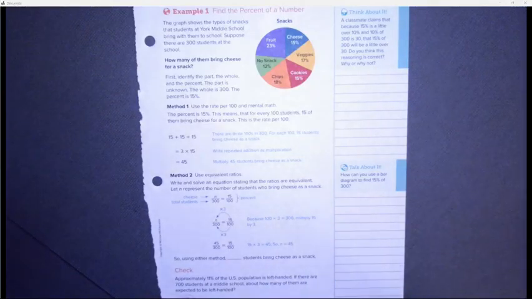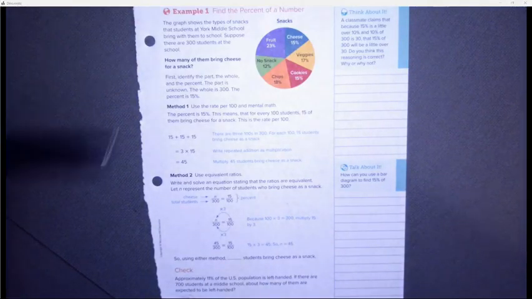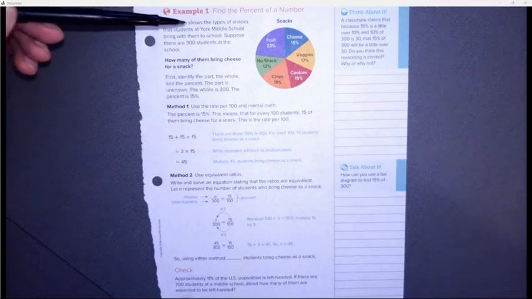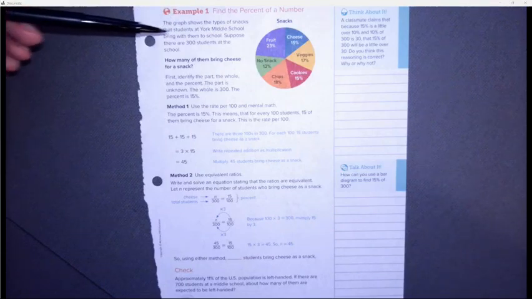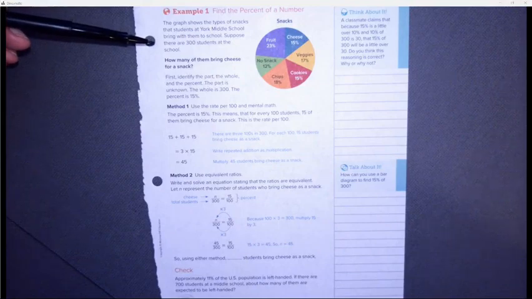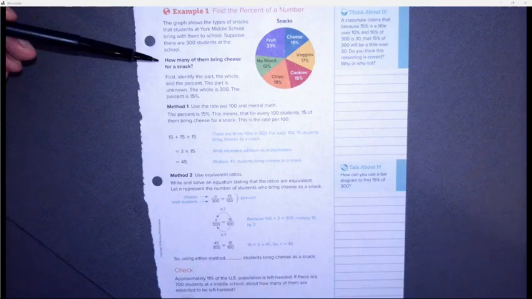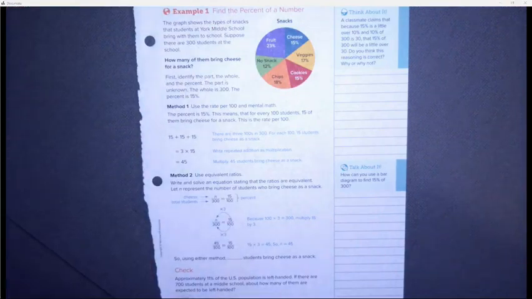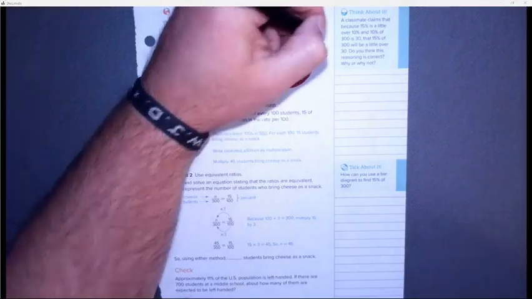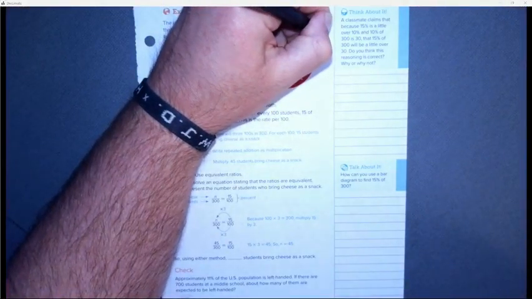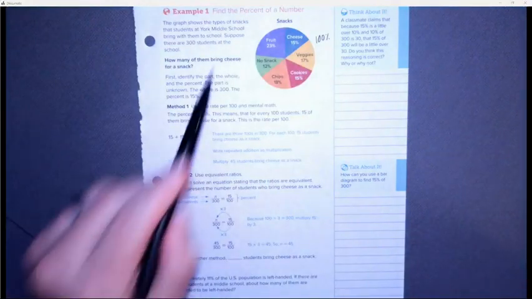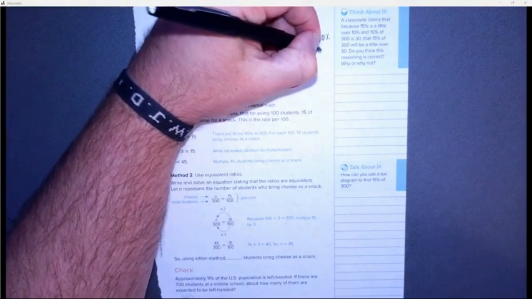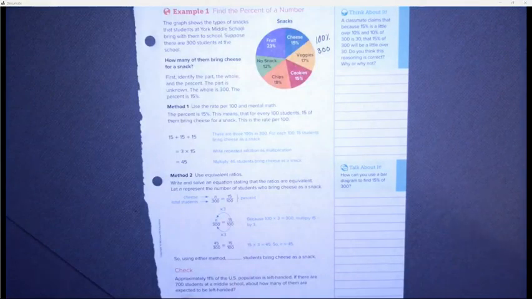On page 113, we begin example 1, finding the percent of a number. The graph shows the type of snacks that students at York Middle School bring with them to school. Suppose there are 300 students at the school. How many of them bring cheese for a snack? We know our whole pie here represents 100%, which is our whole. And they tell us that there's 300 students at this school, which is also our whole. So 100% is the same as 300 students.